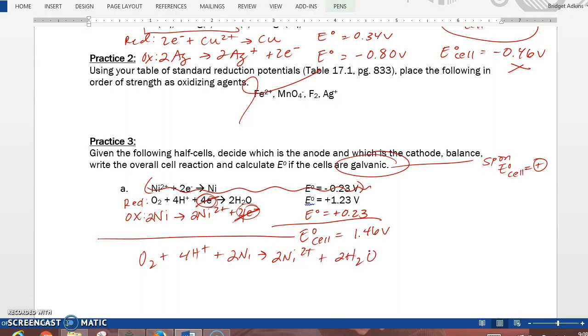And for identifying the anode and the cathode, we know that oxidation occurs at the anode, and so our anode would be the nickel, and our cathode would be the oxygen side. So we can't have an electrode made out of oxygen gas, so we would have some sort of inert electrode like platinum, and so the O2 side is our cathode.